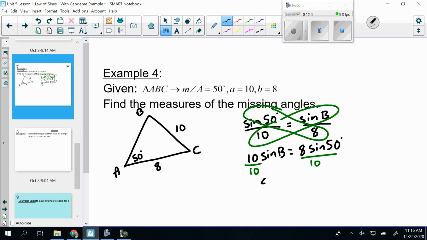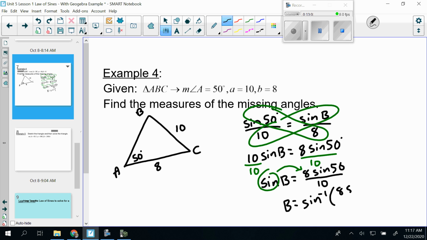Okay, so now we got sine of B being equal to this. And then at this point, to solve for the angle, we're going to have to bring sine over to the other side. Recall though, when you bring sine over to the other side, it's not going to be sine anymore, it's going to be sine inverse. So we want to do inverse sine of 8 sine 50 over 10.